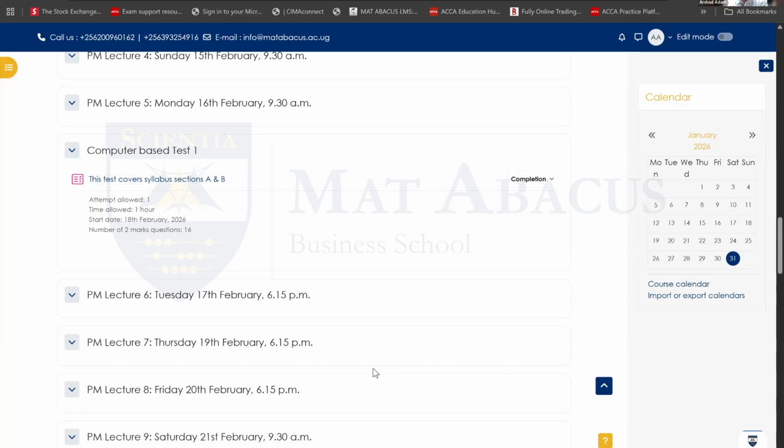I have used it for my university courses. I've used it for my ACCA courses. I also teach on the Chartered Institute of Management Accounting. So we use this heavily. And so you have the test here.